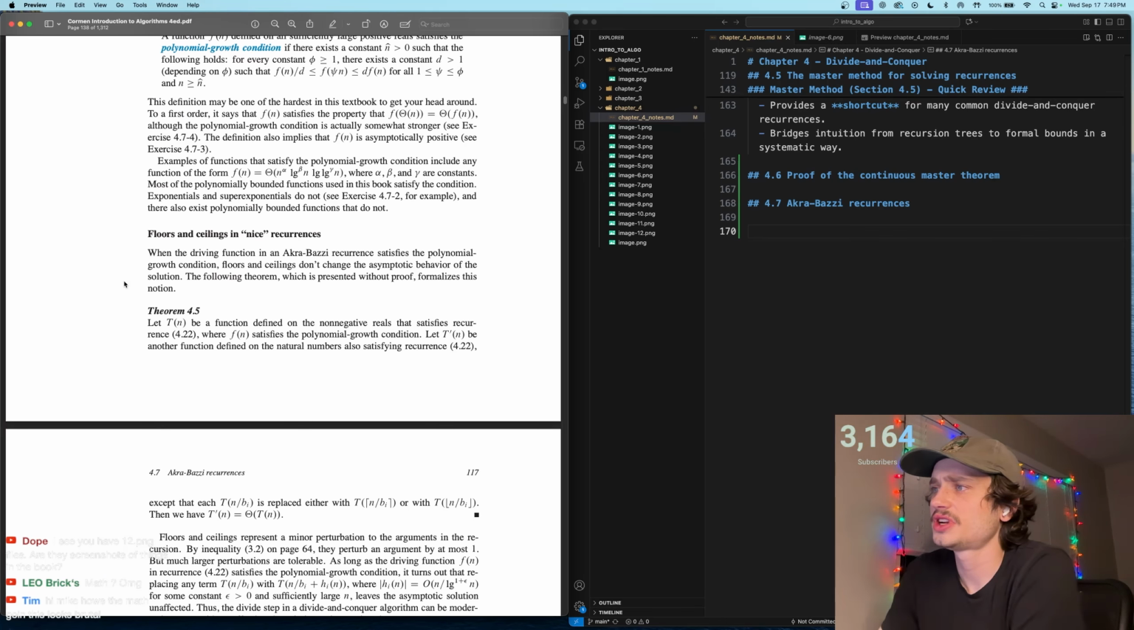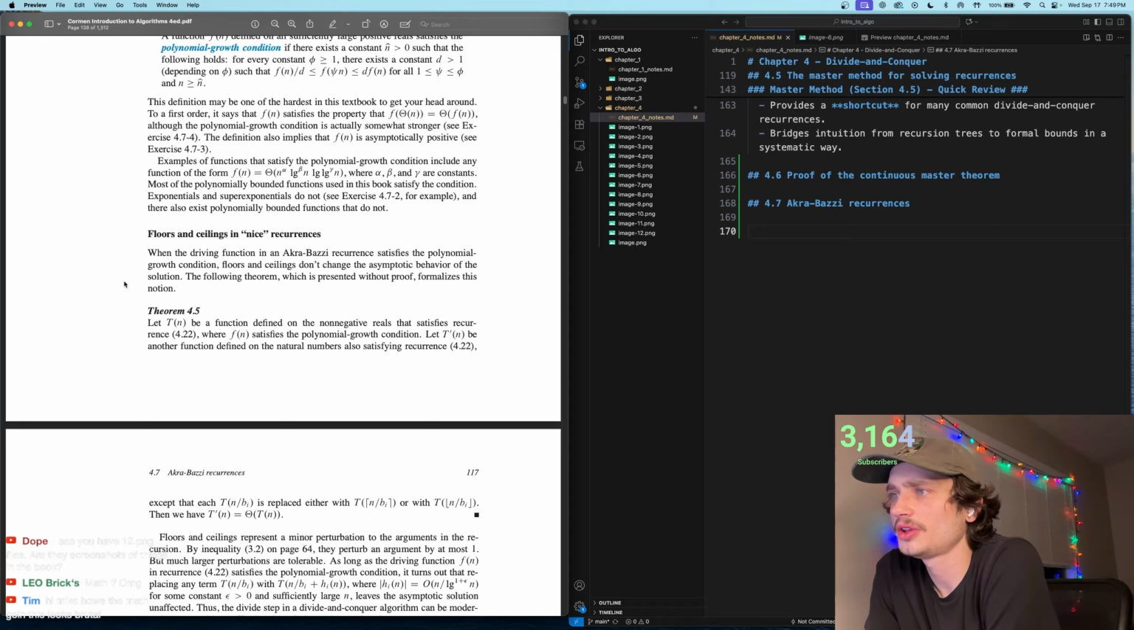When the driving function in an Akra-Bazzi recurrence satisfies the polynomial growth condition, floors and ceilings don't change the asymptotic behavior of the solution. The following theorem, which is presented without proof, formalizes this notion. Theorem 4.5. Let T(n) be a function defined on the non-negative reals that satisfies recurrence 4.22, where f(n) satisfies the polynomial growth condition.